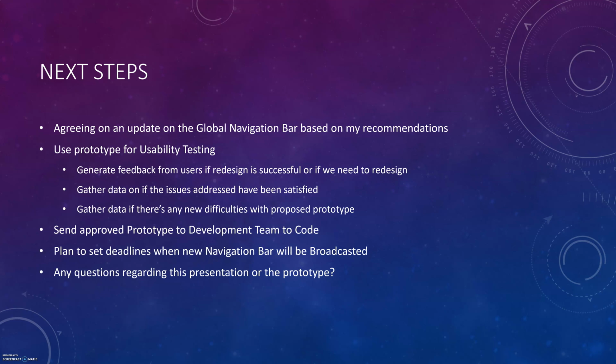And then we can also gather data on whether the issues that I've addressed have been satisfied or if those issues are still there for users who are looking at the site. We can also gather data if there are any new difficulties with the prototype. Then after that, we will send the approved prototype to the development team so that they can code it and have it all nice and ready and functional for our site. By doing that, we're also going to plan to set deadlines on when the new navigation bar and the site itself would be broadcasted.